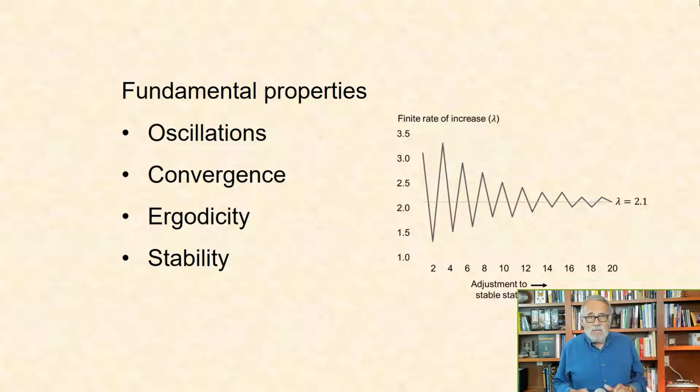In this example, as a population approaches its stable growth rate, lambda equal 2.1, its stable age distribution, the SAD, is approximately 67%, 27%, and 6% in age classes 0, 1, and 2, respectively.